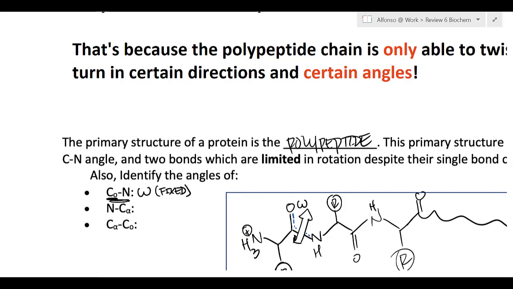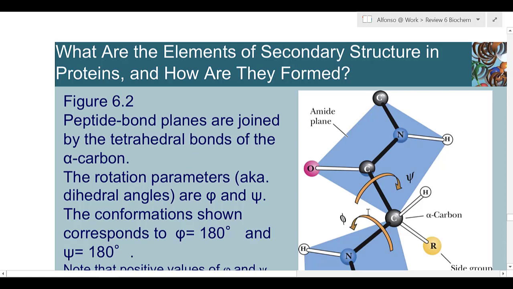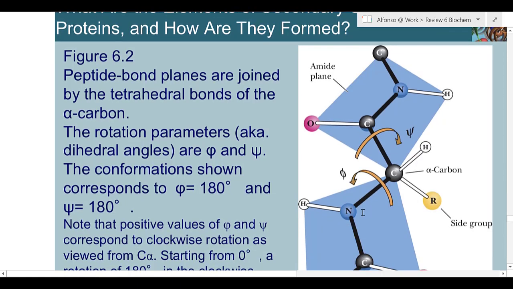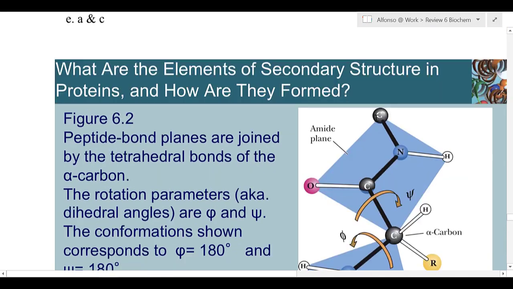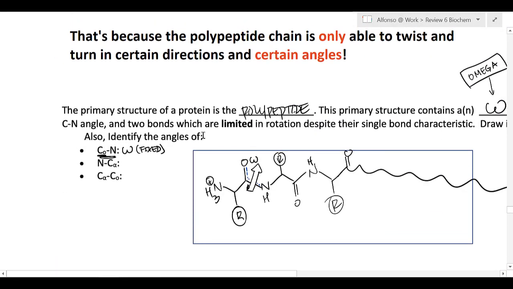Okay, and so then you also have the nitrogen alpha carbon angle, and I believe that is the phi angle. Let me check. Yes, that is the phi angle. So this right here is the phi angle. It has a single bond characteristic, so therefore it can rotate. So this is your phi angle, or phi.